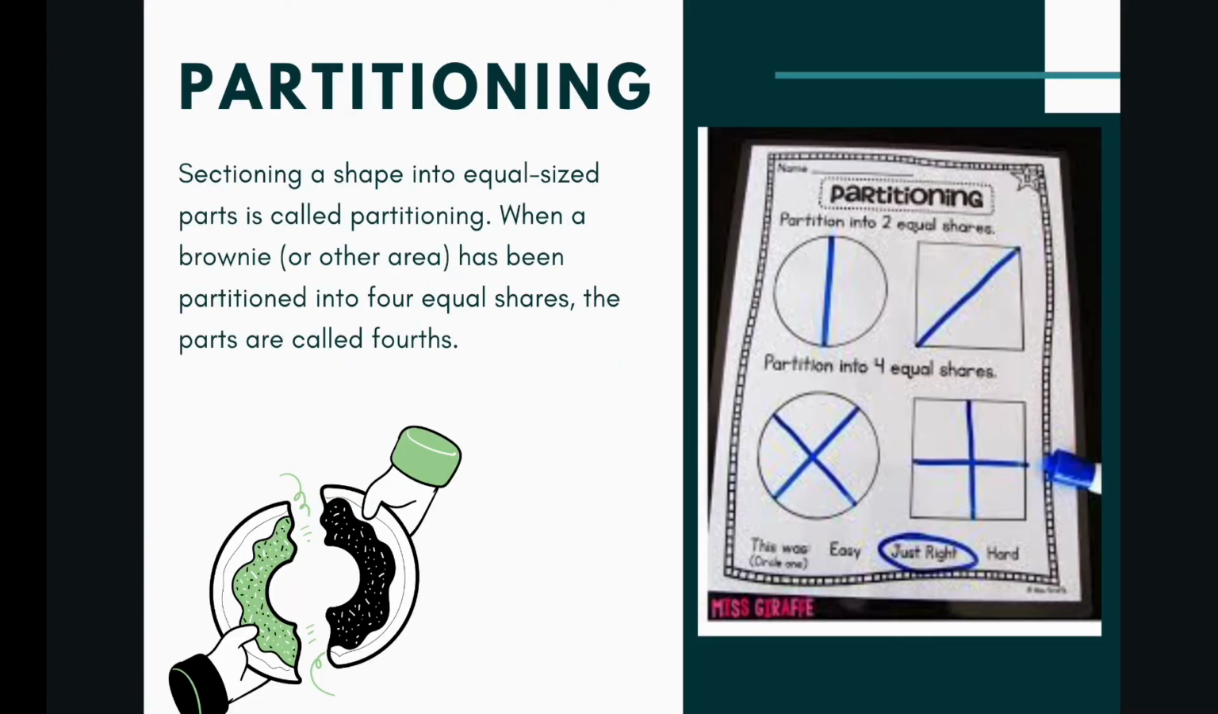Partitioning is sectioning a shape into equal-sized parts. When, for example, a brownie has been partitioned into 4 equal shares, the parts are called fourths. On the slide, I have examples of a worksheet where students are partitioning into 2 equal shares or 4 equal shares, and you could see that there.